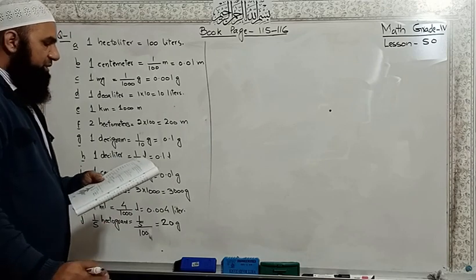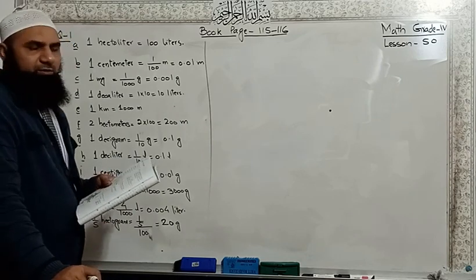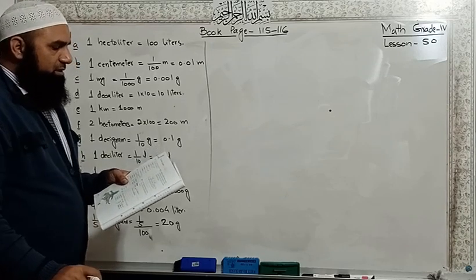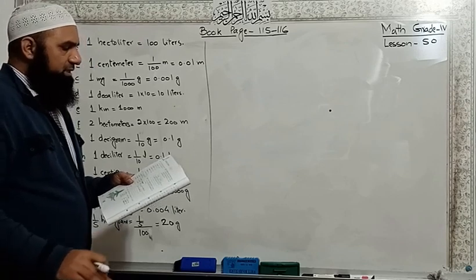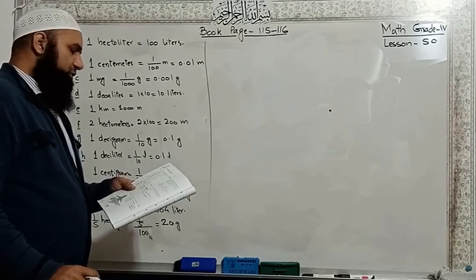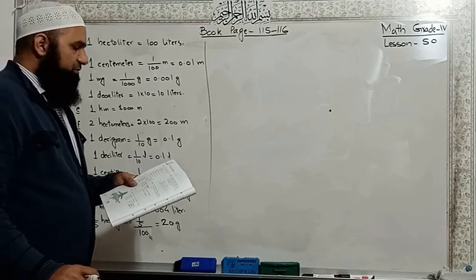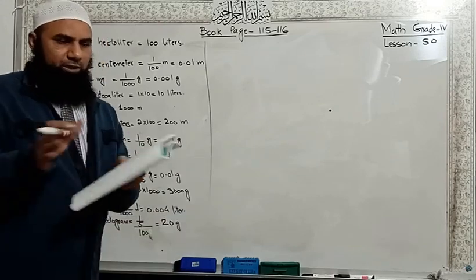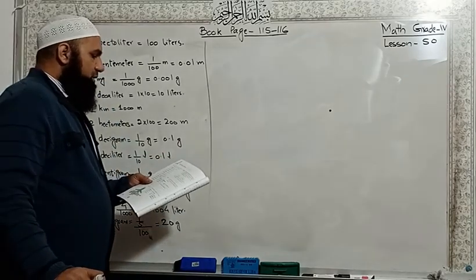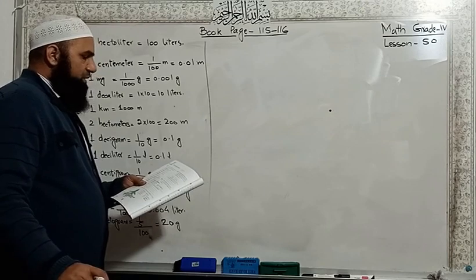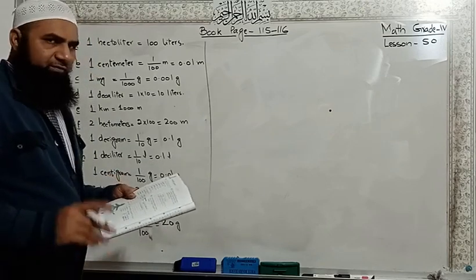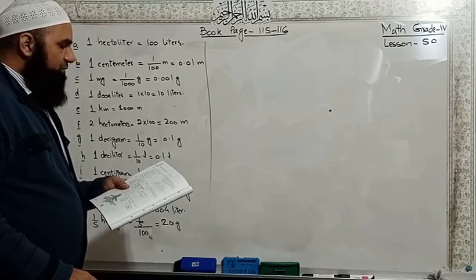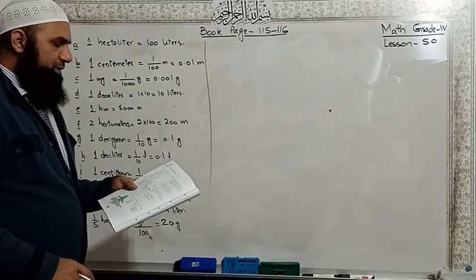millimeters. 40 millimeters is equal to how many centimeters? So we know that millimeters are the smaller units, and centimeters are the larger units. So for 40 millimeters, we will divide. For going to big units, we will divide. We know that 1 centimeter has 10 millimeters. Dividing 40 by 10, we will get 4 centimeters.